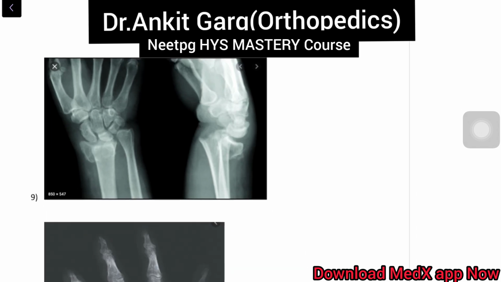Here also, there's a distal radius fracture, but the key is this whole thing. If you see, there's a small portion which is communicating with the intra-articular joint. This whole thing is communicating with the joint. So it is basically a Barton fracture.